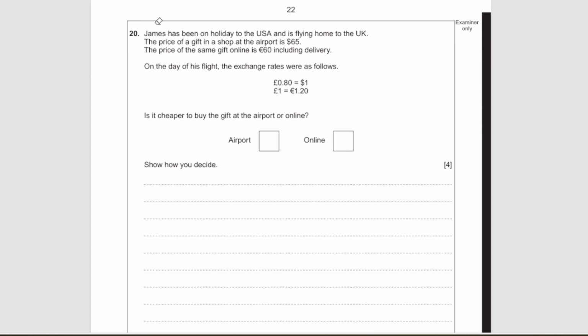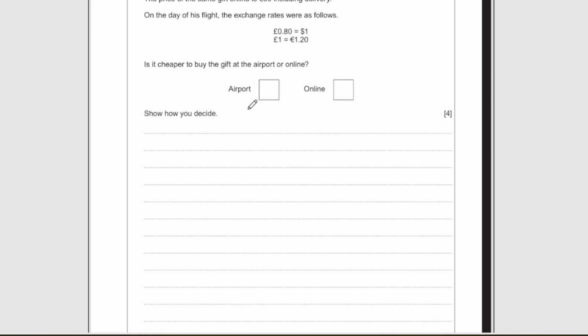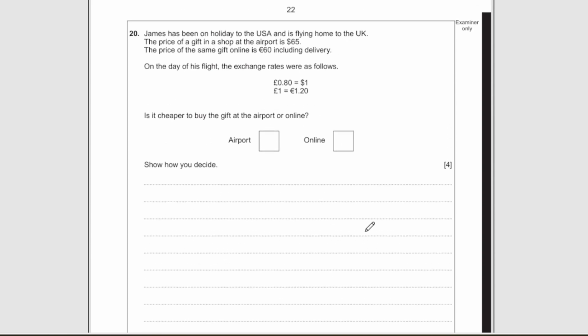Question 20 then. James has been on holiday to the USA and is flying home to the UK. The price of a gift in a shop at the airport is $65. The price of the same gift online is €60, including delivery. On the day of his flight, the exchange rates were as follows. 80 pence equals $1, and £1 equals €1.20. Is it cheaper to buy the gift at the airport or online? Show how you decide. So again, can't just tick. You've got to show your working out, basically.